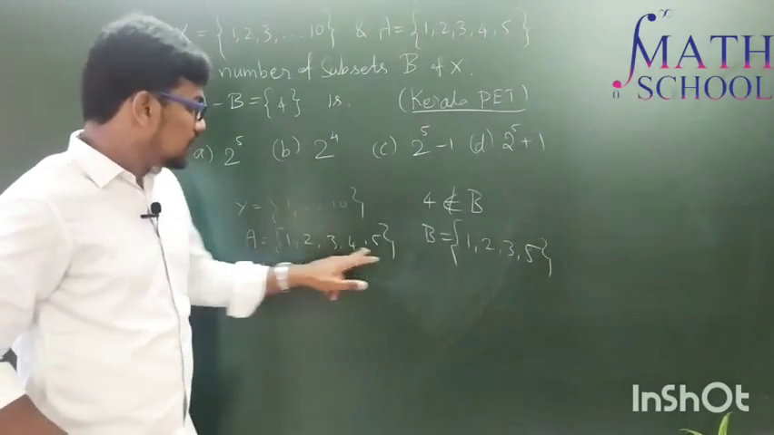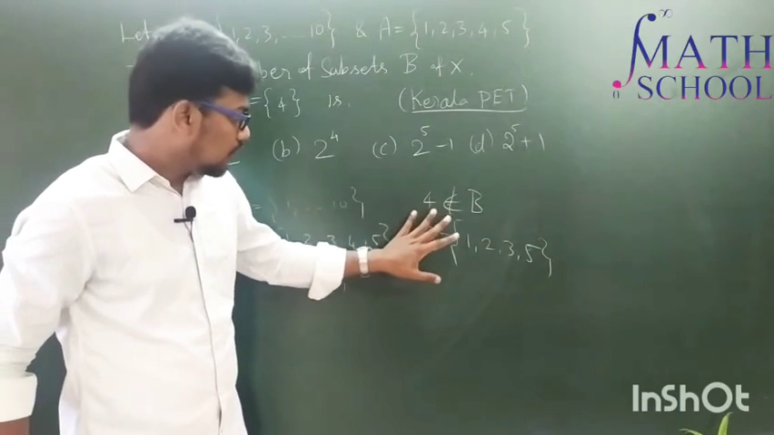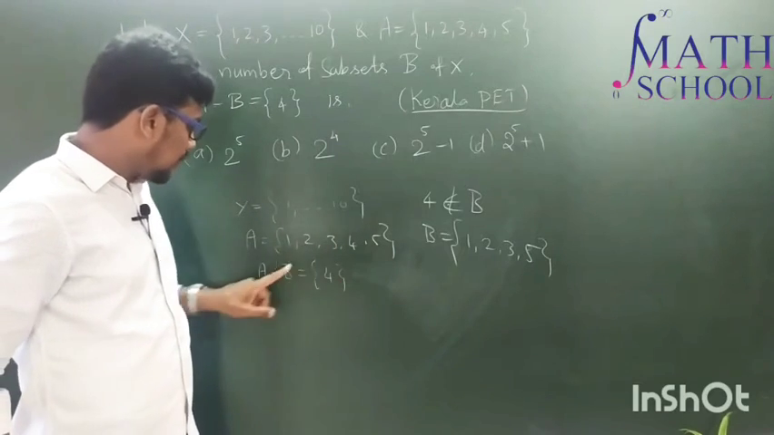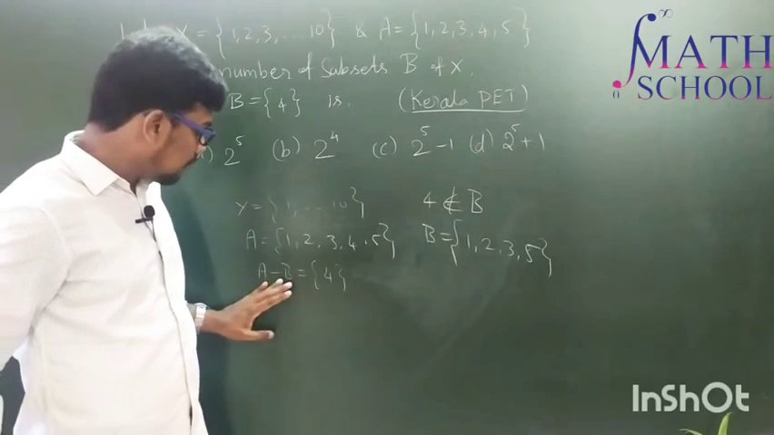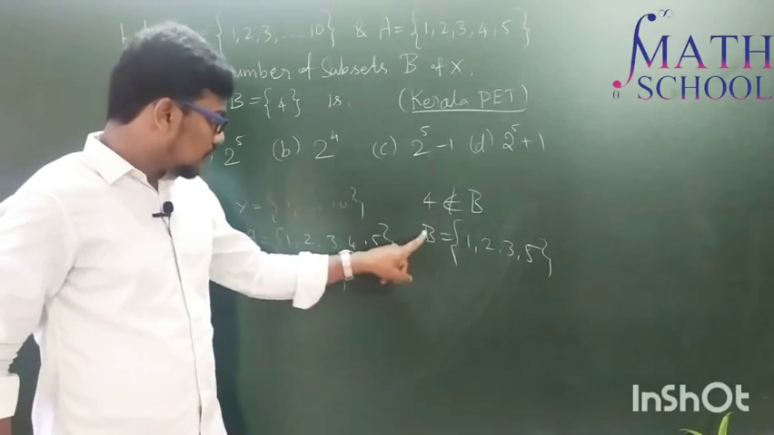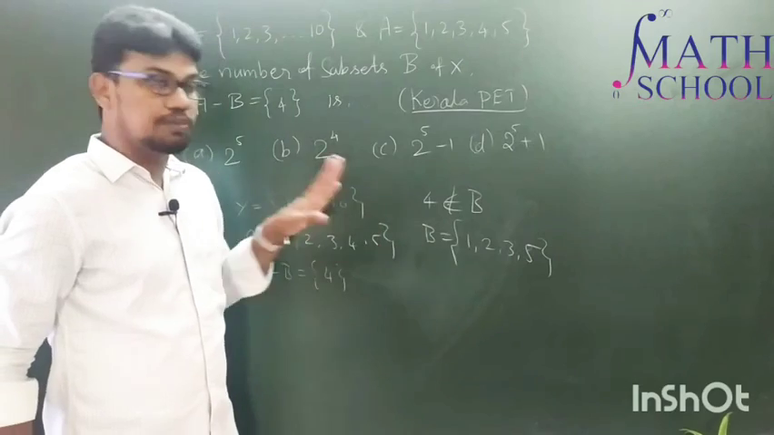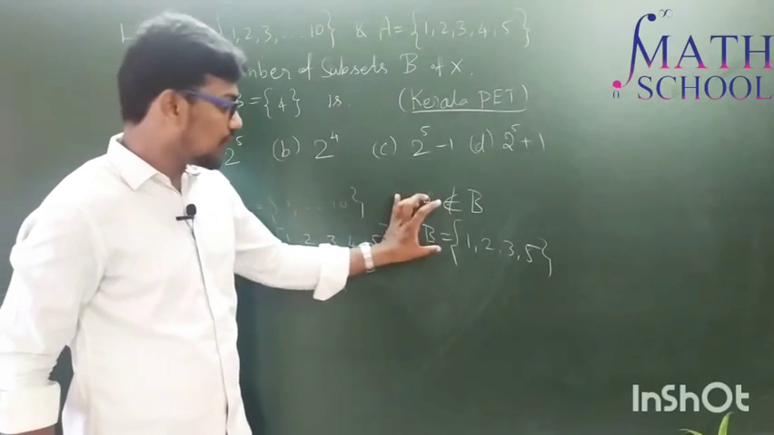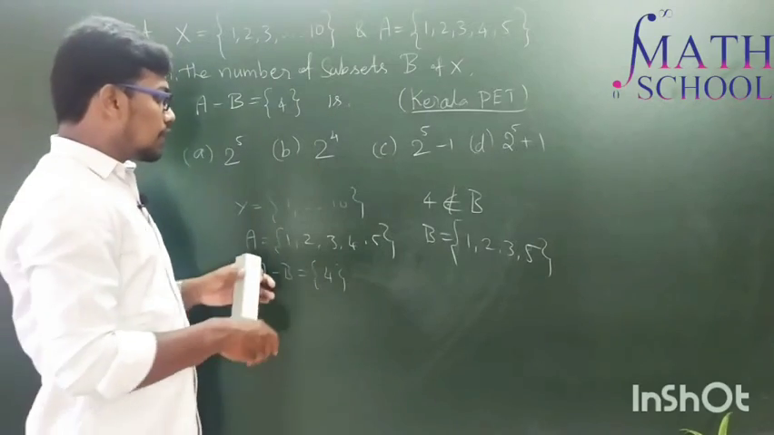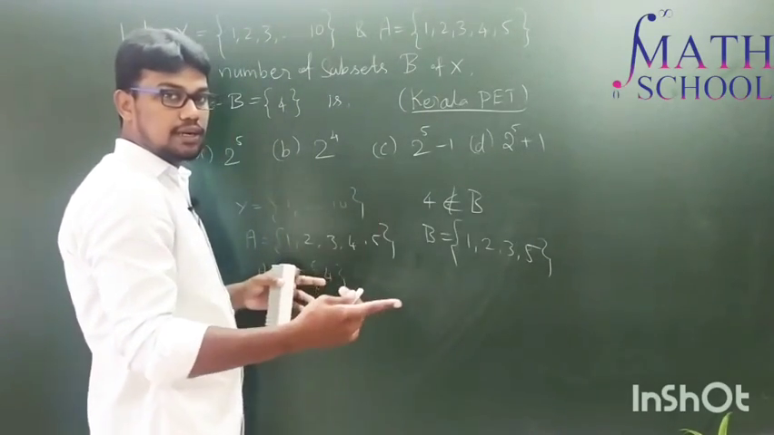So 5 is in A but not in A minus B, so 5 will be in B. About these 5 elements, we can have a concrete decision. Since A is {1, 2, 3, 4, 5} and A minus B is {4}, we can assure that 4 does not belong to B and 1, 2, 3, 5 belong to B. But what are the remaining elements? The remaining are 6, 7, 8, 9, 10, right?